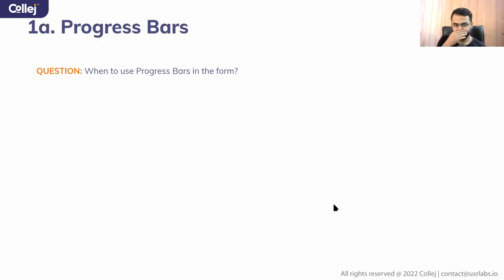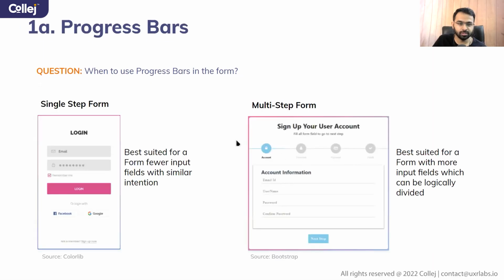Let's talk about progress bars. When to use progress bars in the form? So if you see, progress bars are used when the form is long and when you are using multi-steps, if you have different contexts, right? So if you see there is a single step form, the fields are very, very limited and you can complete it very, very quickly. Just best suited for fewer input fields with similar intention.